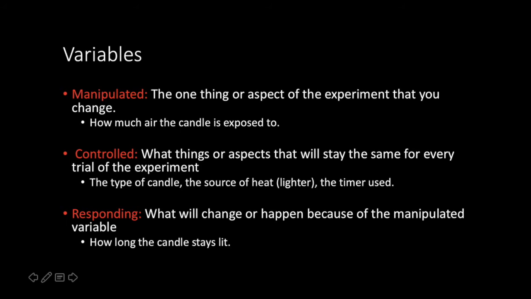The controlled variable is what things you try to keep the same for each trial of the experiment. For our experiment, it would be the type of candle, the source of the heat being the lighter, and the timer being used. There also might be other controlled variables that I have not spoken about. The responding variable is what will change or happen because of the manipulated variable. So we are hoping to see a difference in the amount of time that the candle stays lit.